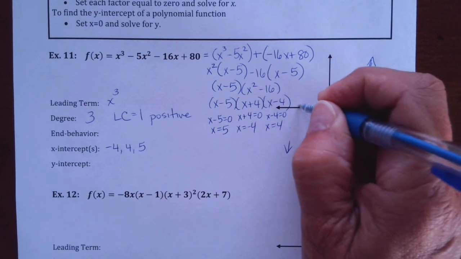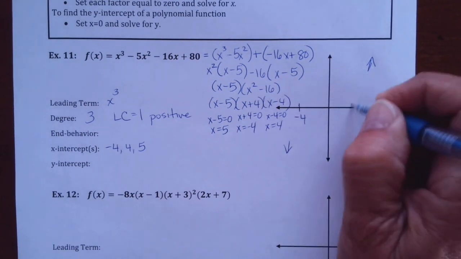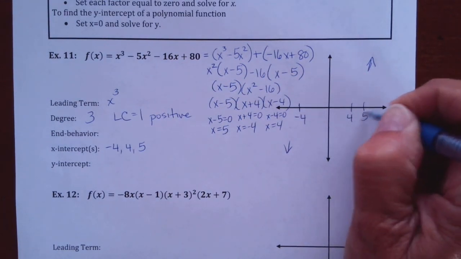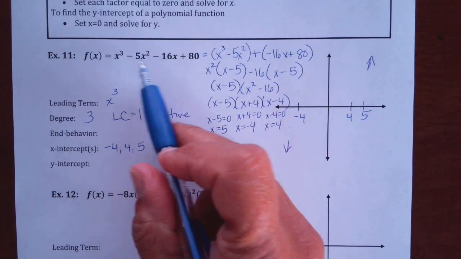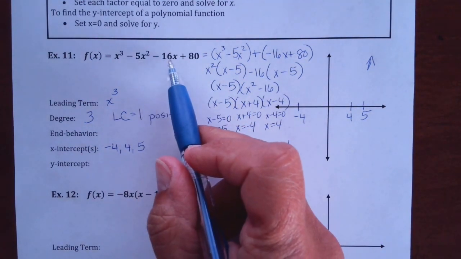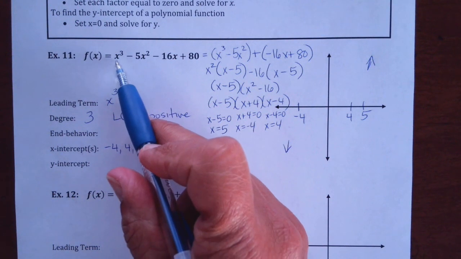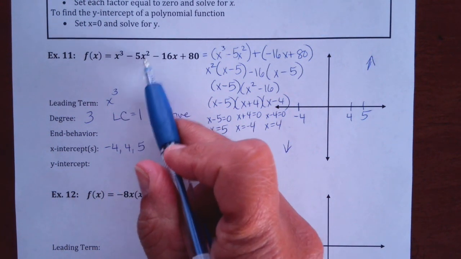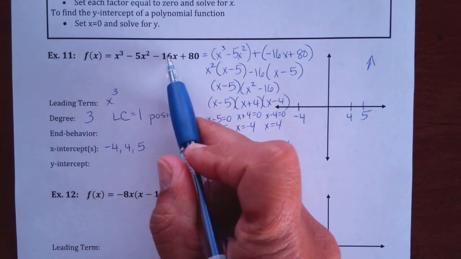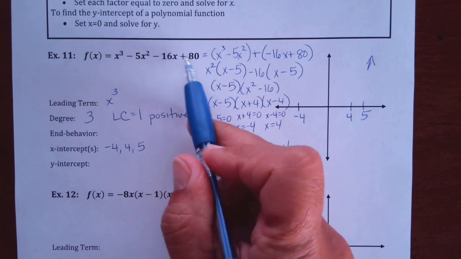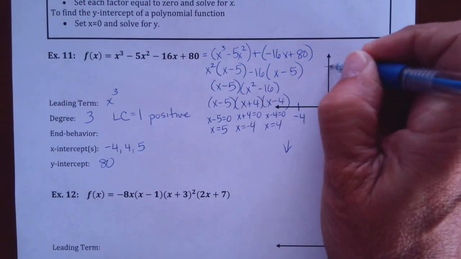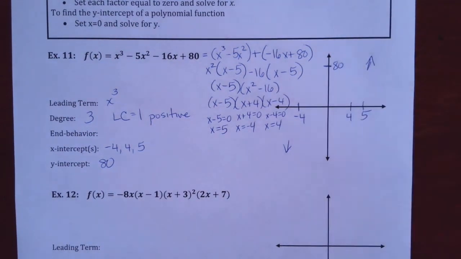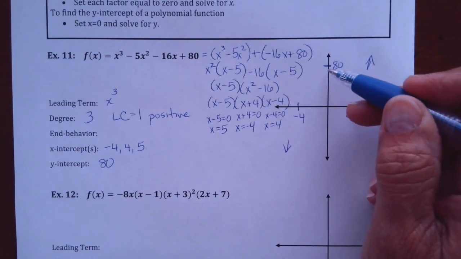So I know here on my graph, here's negative 4, there's 4, and there's 5, okay? The y-intercept, remember you let all the x's be 0 and you solve for y. So if you let x be 0, that term is 0. Let x be 0, that term is 0. Let x be 0, that term is 0. So you're only left with 80 for the y-intercept. Obviously it's not to scale, but that's where your graph has to cross the y-axis.